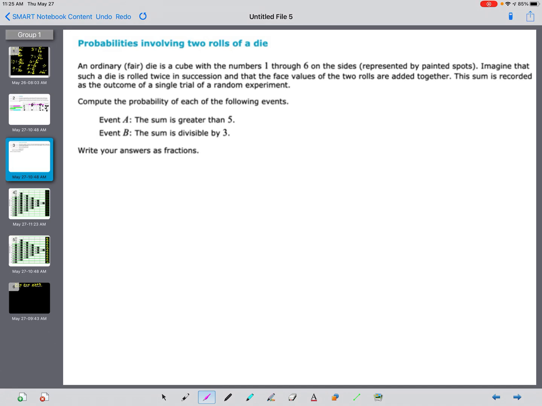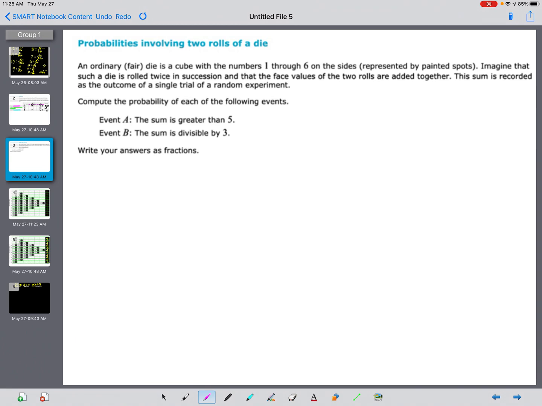So for example, if the first roll was a 5 and the second roll was a 2, you add them together to get a sum of 7. It goes on to say the sum is recorded as the outcome of a single trial of a random experiment, and so on. Compute the probability of each of the following events.